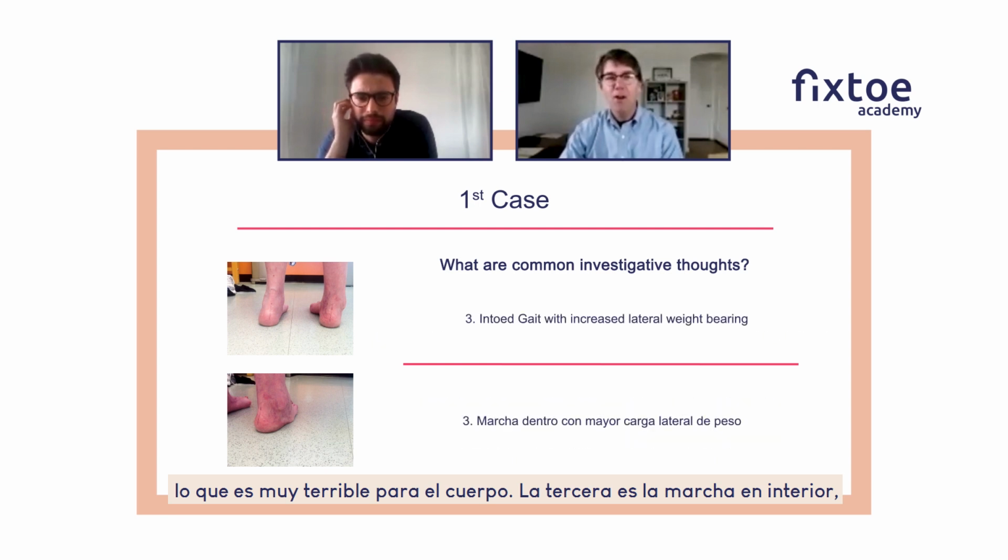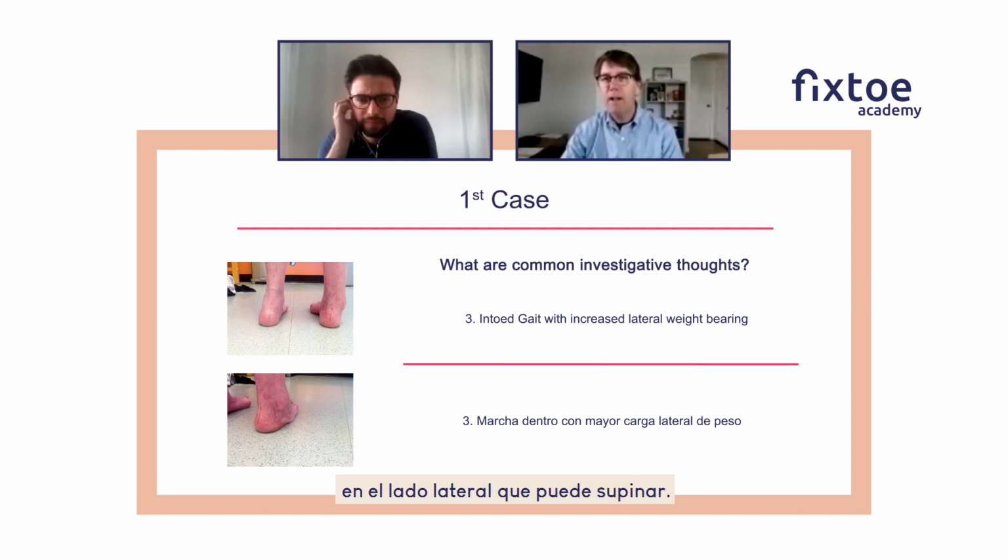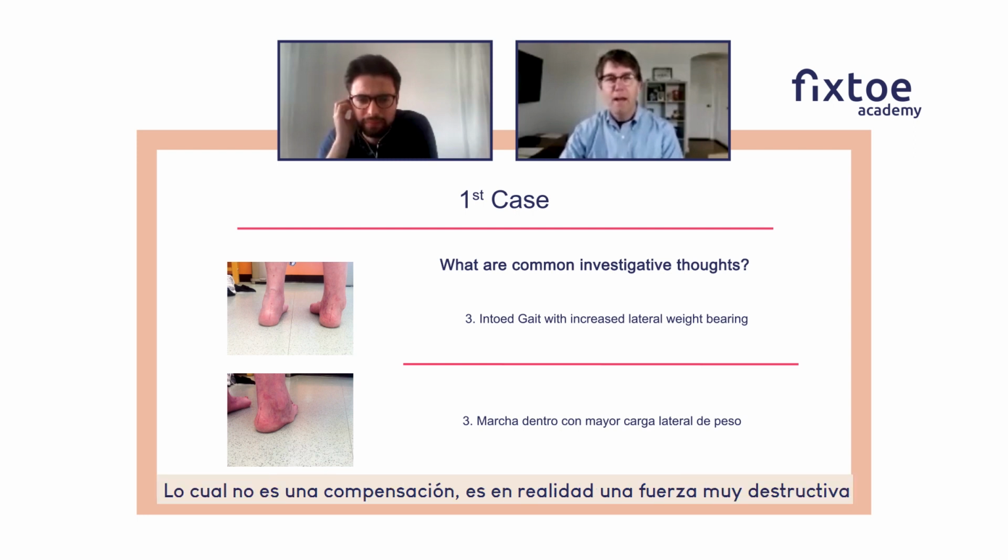The third is in-toed gait, just somebody who has femoral anteversion real bad, or internal malleolar torsion, where they walk and there's so much load on the lateral side that they can supinate, which is not a compensation. It's actually a very destructive force for them.